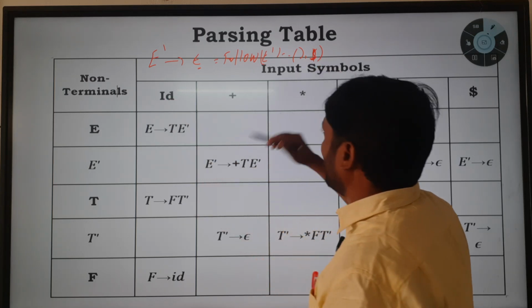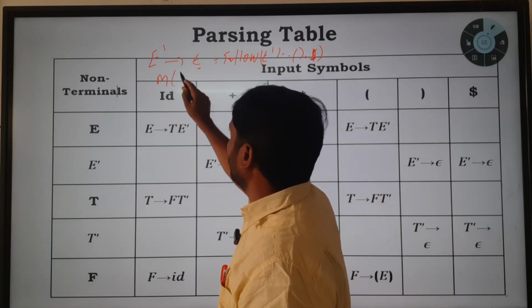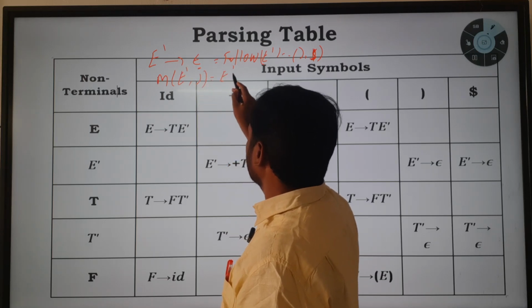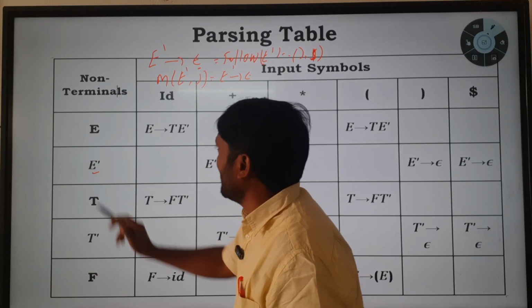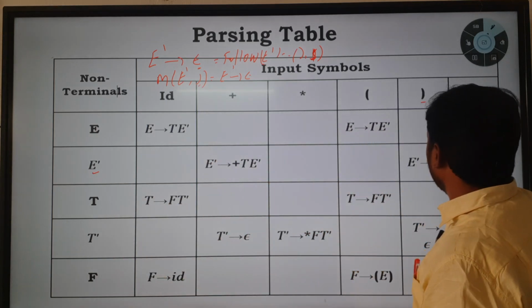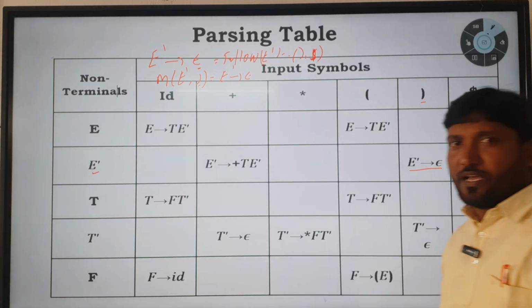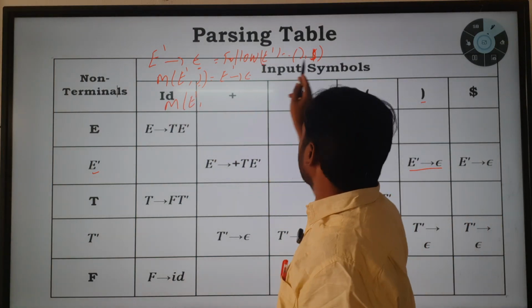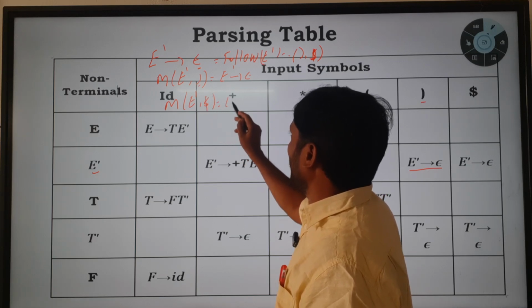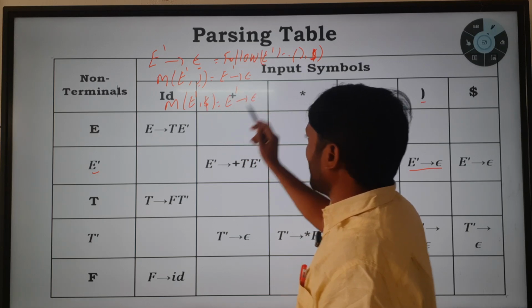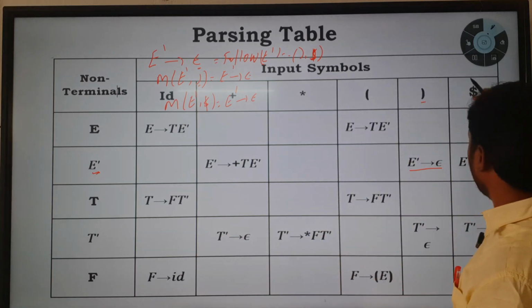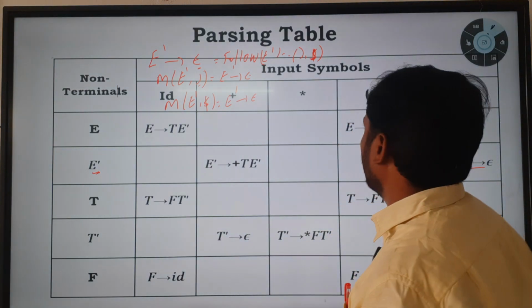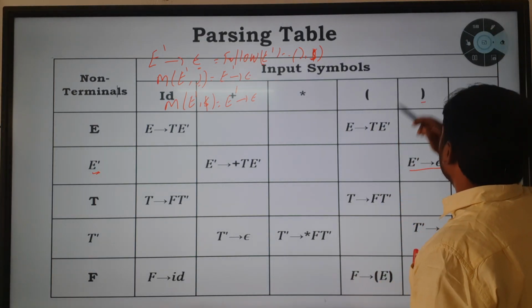Now, how to create the entry in the table here? M of E dash comma close bracket can be filled with E dash derives epsilon. And similarly, M of E dash comma dollar can be filled with E dash derives epsilon. That is E dash and dollar gives E dash derives epsilon. This is the second and third production. Now, come to the fourth production.